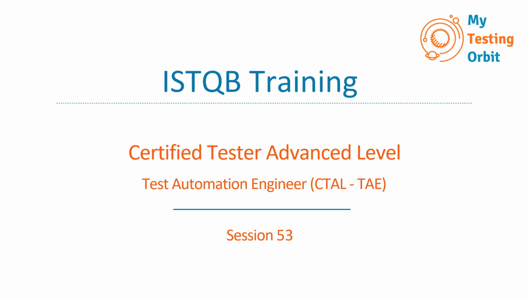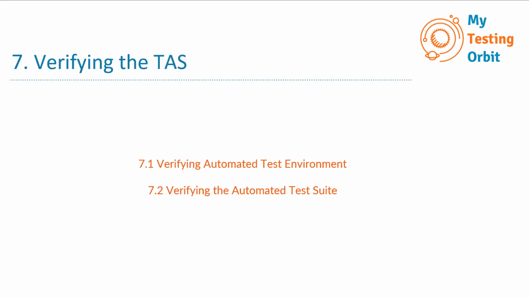Today we will start chapter number 7. In this chapter, we will learn about the critical aspects of verifying the test automation solution. The verification process involves two core components, which would be 7.1, verifying automated test environment, and 7.2, verifying the automated test suite. So let's start with section 7.1.